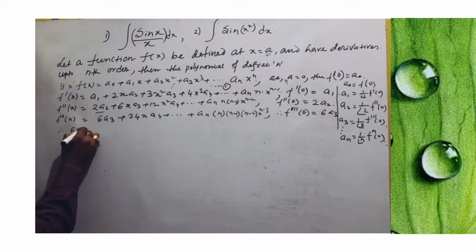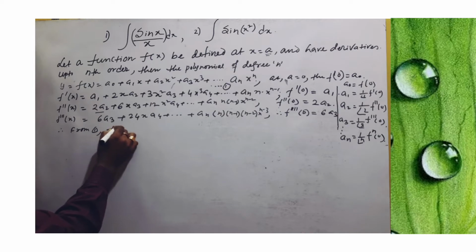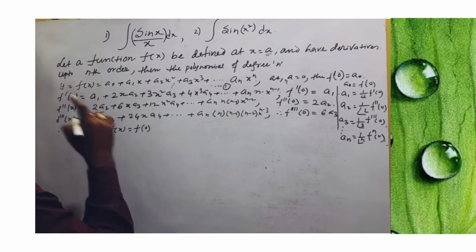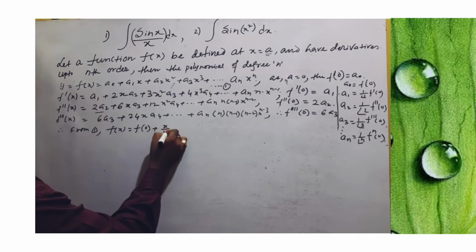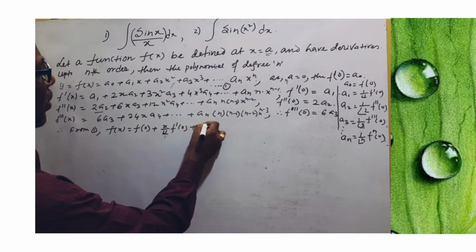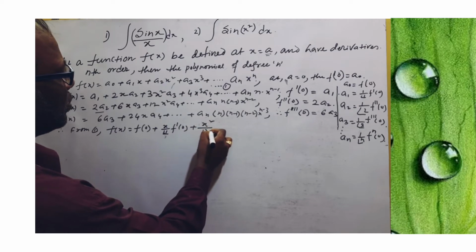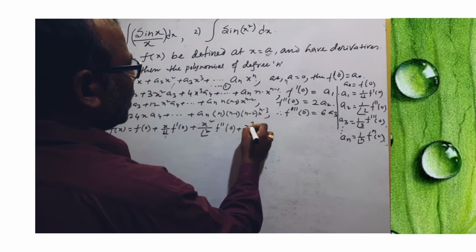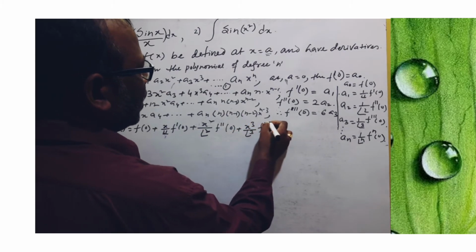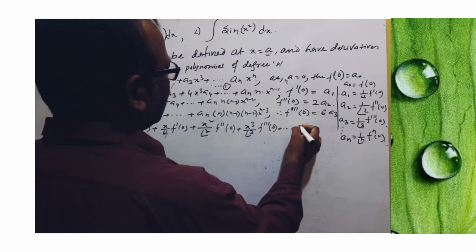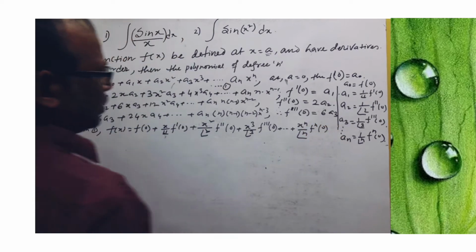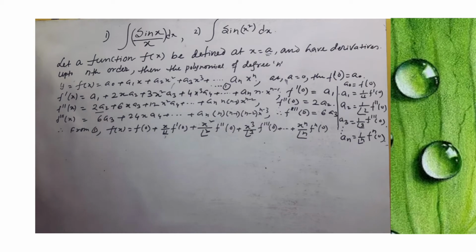Therefore from 1, f of x is equal to a naught, that is f of 0, plus x by factorial 1 f dash 0, plus x square by factorial 2 f double dash 0, plus x cube by factorial 3 f triple dash 0, and so on up to x to the power n by factorial n times the nth order derivative at 0. So we got the series for the finite case.